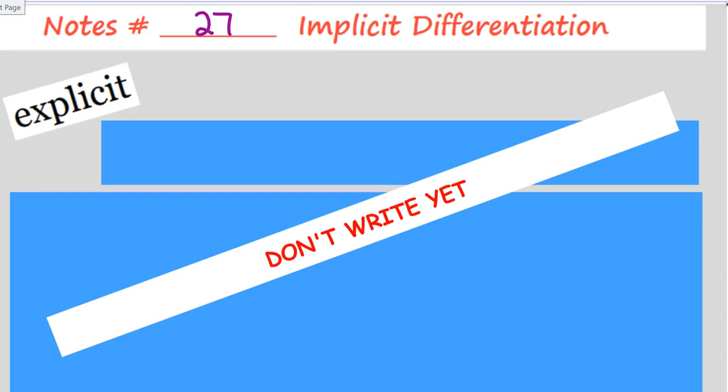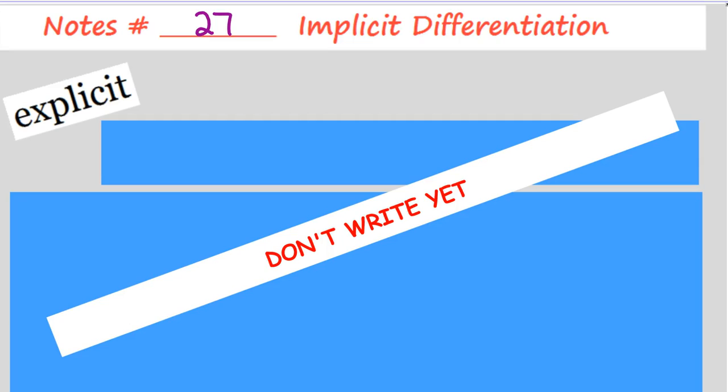Hello, students! Today we're going to learn about a differentiation technique called implicit differentiation, and hopefully this is notes number 27. So before we get into the technique, I want to talk about the meaning of the word implicit, and it helps to first talk about the meaning of the word explicit.